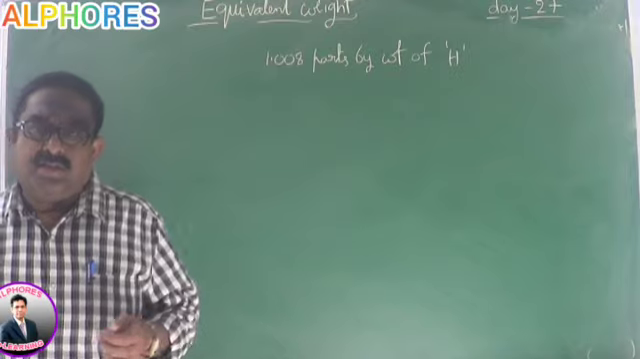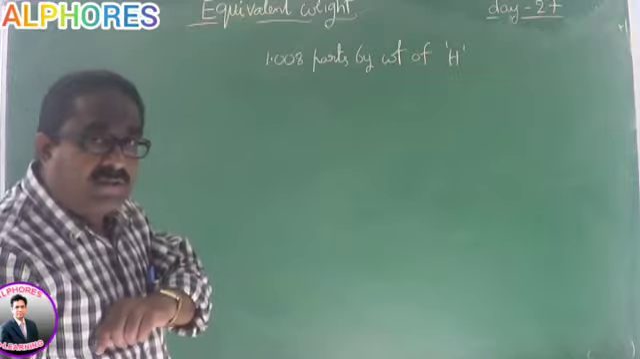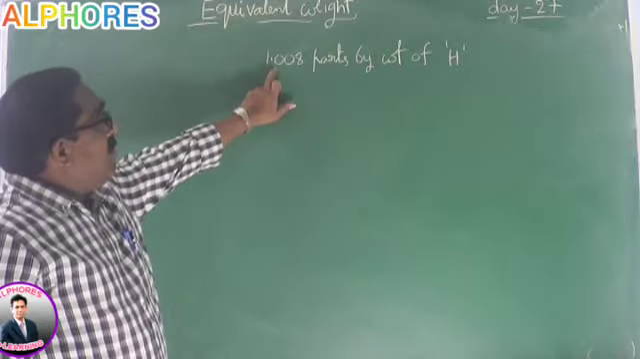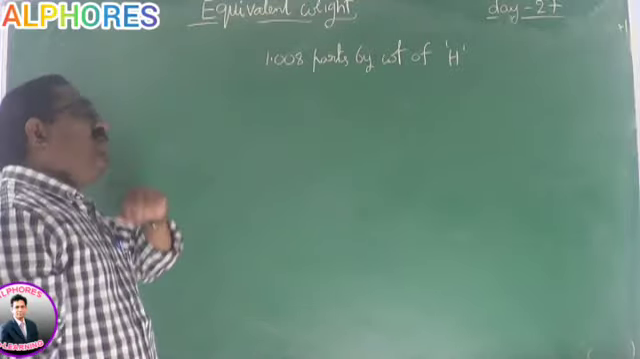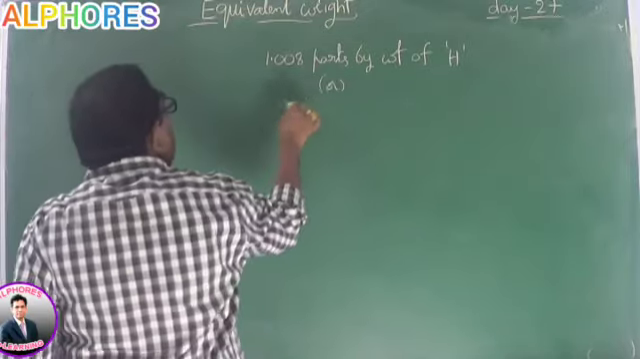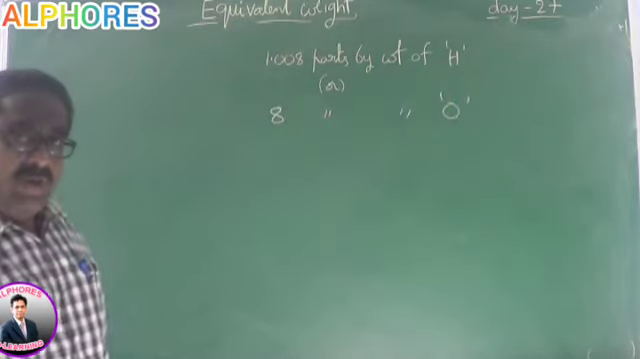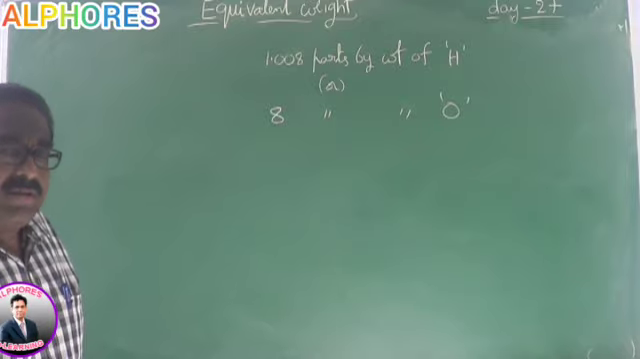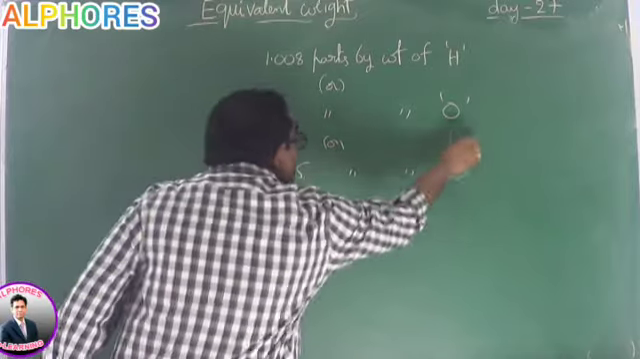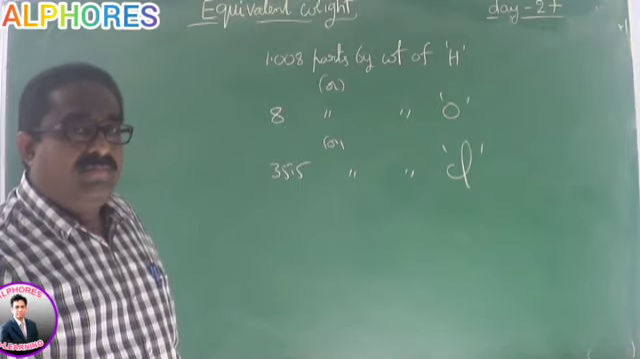I'm repeating once again, friends, very, very important. It is the number of parts by weight of an element which can combine with 1.008, or simply you can write one part, no problem, parts by weight of hydrogen, or 8 parts by weight of oxygen, note it down, or 35.5 parts by weight of chlorine.